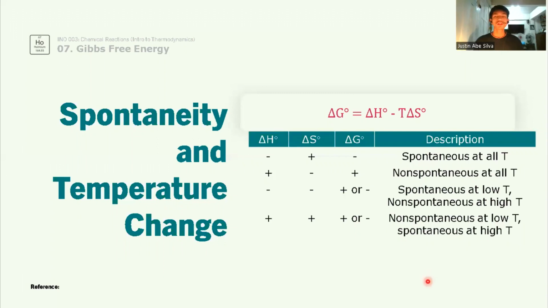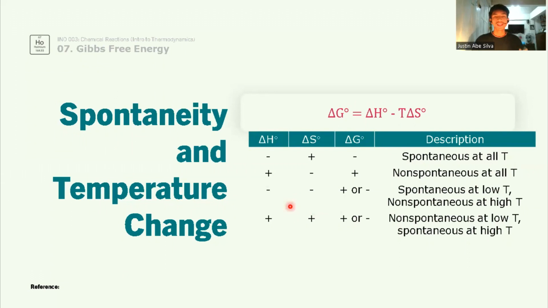So this one talks about how spontaneity occurs at certain conditions of temperature. So let's say we have a negative enthalpy and positive entropy. Substituting it here, most likely you will get a negative delta G. So this means that, again, a negative delta G naught or negative delta G means a spontaneous reaction at all temperatures. If we switch the signs, so positive H, negative S, it will result in a positive delta G. This means, again, that positive means non-spontaneous at all temperatures.